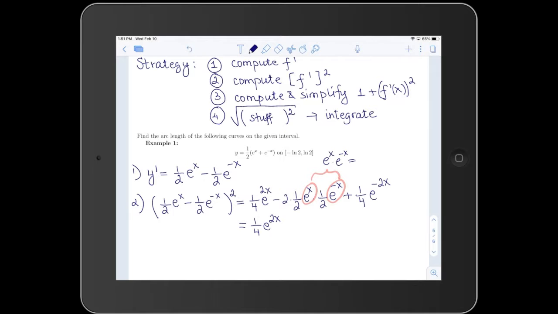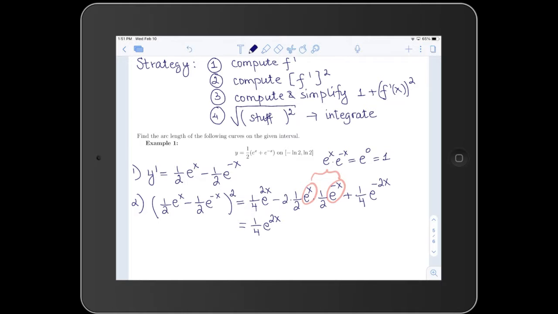e to the negative x squared? I think it's just one. Yes, why is it just one? Tell me. Is that because it's like e^x times 1 over e^x? Yeah, so you can think about it this way, or whenever we multiply in the same base, we get addition of powers, right? So x minus x, that's 0. So this is 1.